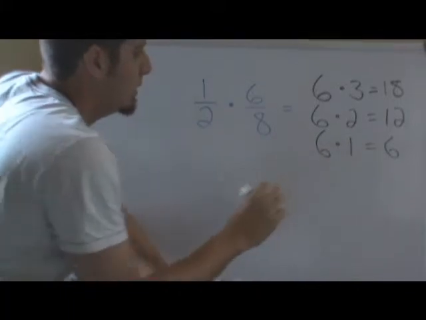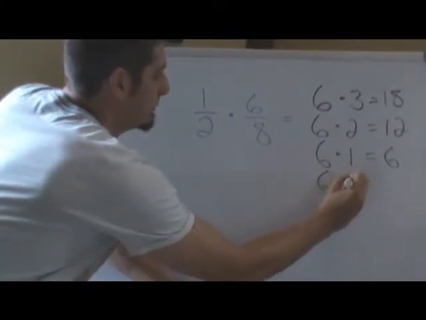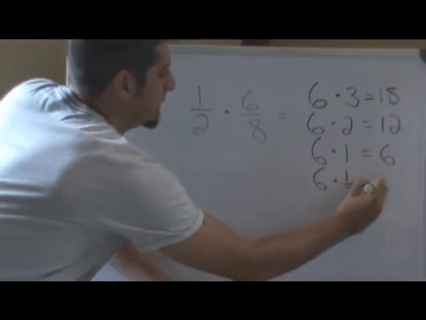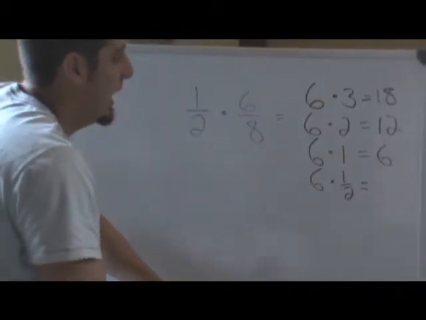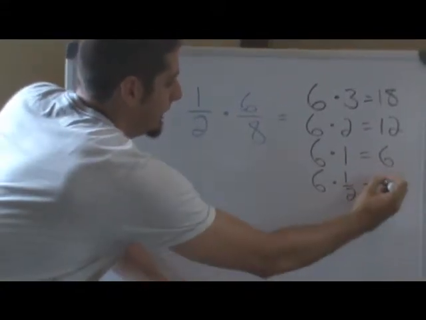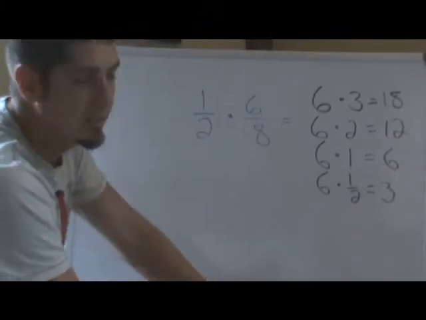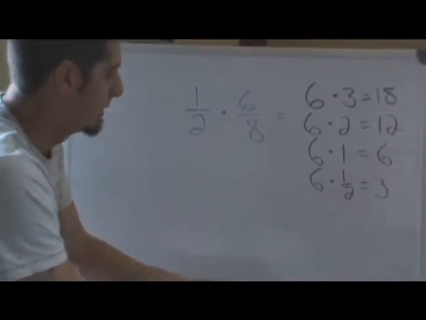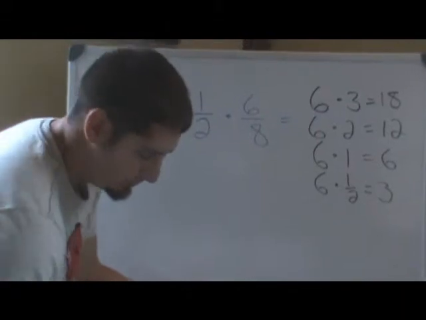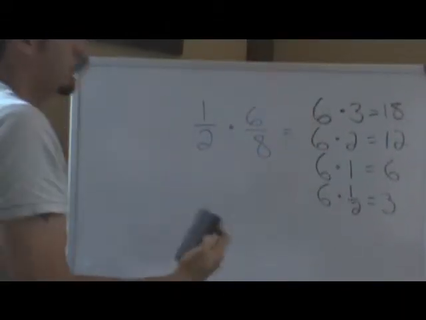So 6 times 1 was telling me to add 6 one time, so 6 times 1 half is telling me to add 6 half a time. So in this case, I get an answer of 3, because if I add half a 6, I'm adding 3. So that's really important to understand.